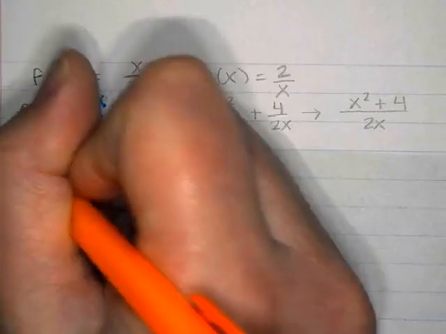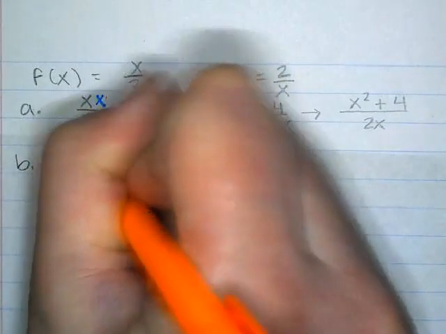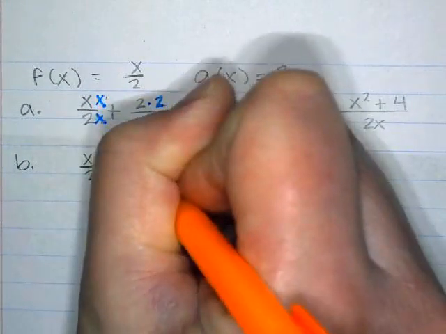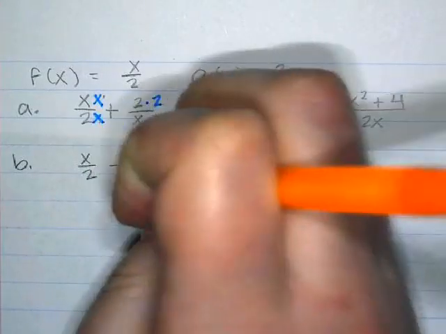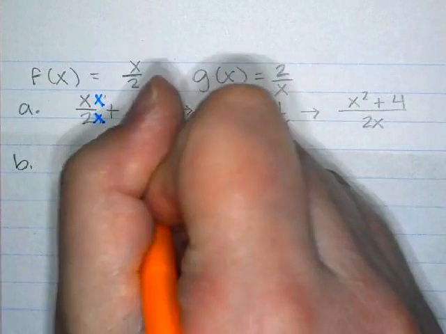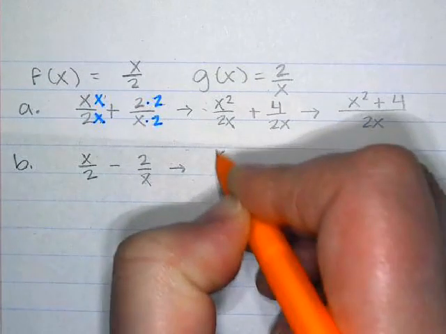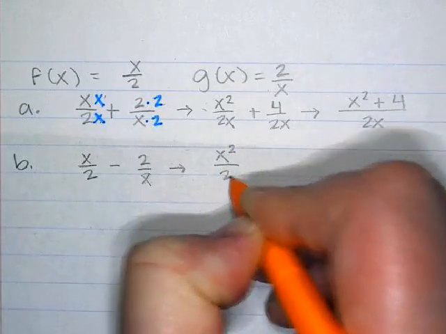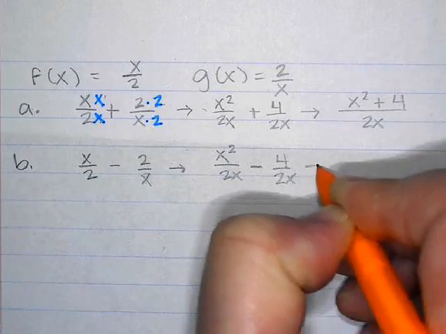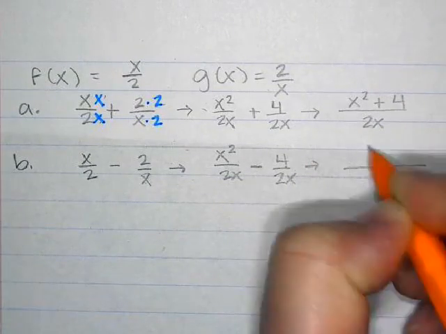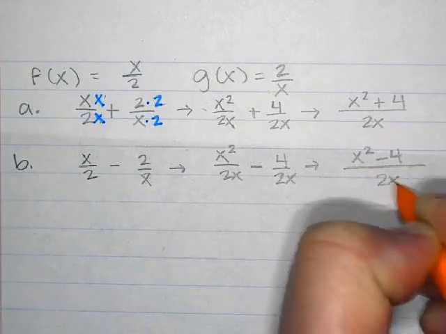Part B says that you're subtracting them. So f of x minus g of x, x over 2 minus 2 over x. Similar problem. We still have to get that common denominator. So we're going to end up having x squared over 2x minus 4 over 2x. And so we're going to have x squared minus 4 over 2x.